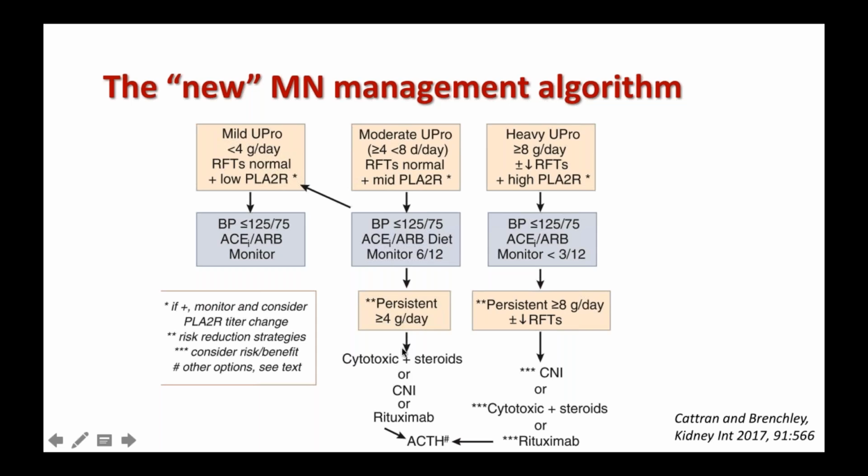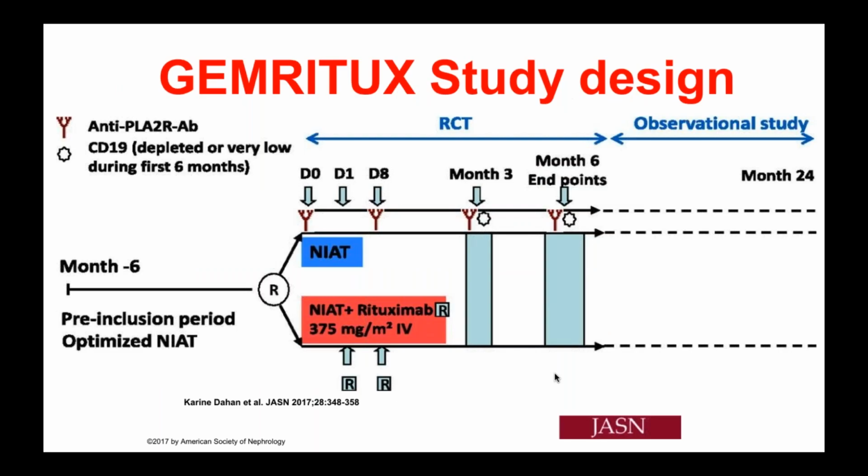But if the proteinuria persists, then treat with cytotoxic drugs and steroids or CNI or rituximab according to him. If the proteinuria is heavy and if the phospholipase A2 receptor antibody is high, if you have treated with ACE inhibitors, etc., here in the middle group, the monitoring was recommended for 6 months, but here in the high risk group, the monitoring is recommended for less than 3 months. If the proteinuria persists, again go ahead and treat with cytotoxic and steroids, rituximab or CNI. We are now actually moving forward from this also, as we'll see in a moment. So now let's look at the new studies which have subsequently appeared.